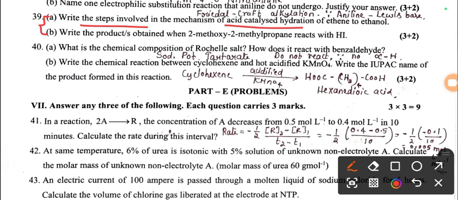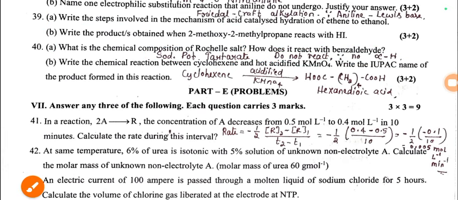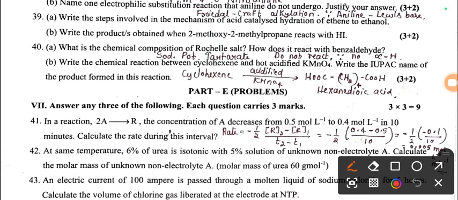And 40th question: composition of Rochelle salt, sodium potassium tartrate. How does it react with benzaldehyde? With benzaldehyde it doesn't react, because benzaldehyde lacks alpha hydrogen. Next, write the chemical reaction between cyclohexene and acidified KMnO4. So cyclohexene gives hexanedioic acid.